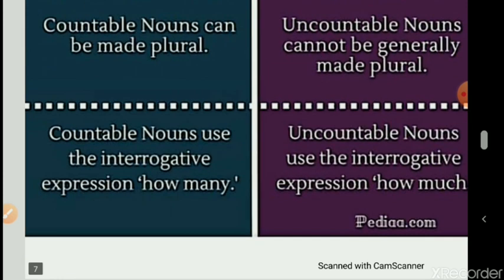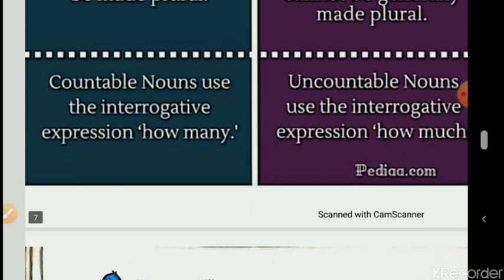And the last difference is countable nouns use the interrogative expression how many. Many से आप याद रखो जिसको हम count कर सकते हैं. And uncountable nouns use the interrogative expression how much. Much means जिसको हम count नहीं कर सकते. सबसे important difference तो ये बेटा कि uncountable noun को हम plural नहीं बना सकते. Countable nouns can be made plurals but uncountable nouns cannot generally be made plurals. उनमें हम s, es, ies, ves जोड़ के उनको plural नहीं बना सकते. Uncountable nouns का कोई plural form नहीं होता, इसीलिए हम उनको singular noun की तरह उनमें singular form of verb भी यूज करते हैं. I hope this is clear to you.